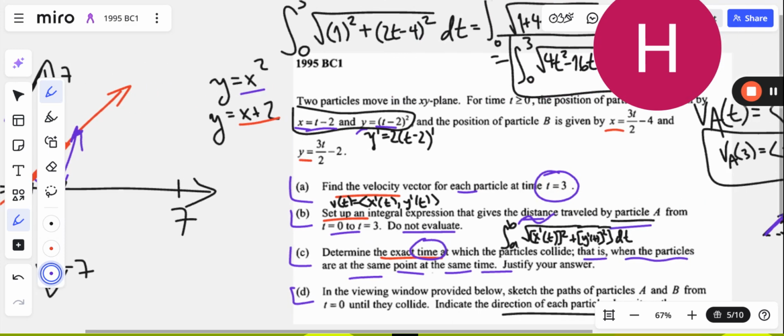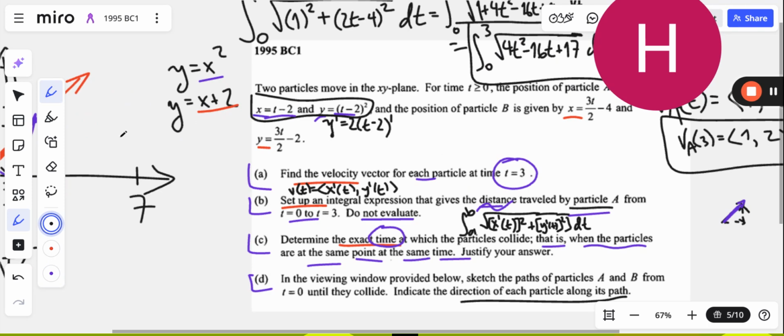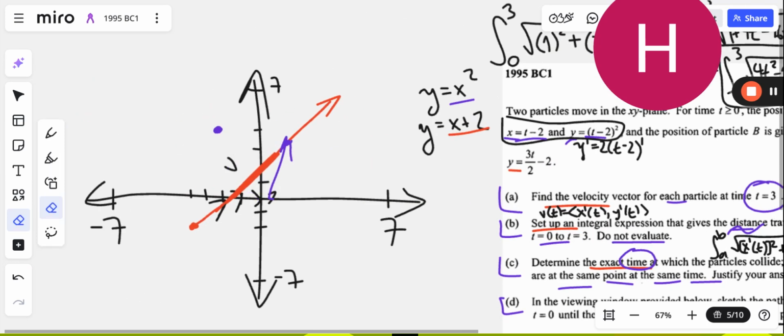Does that look kind of bad? Let's see, what's the point that they're crossing at? It's going to be at 2, 4. Yeah, that does look pretty crappy. Let me do this again, I apologize.